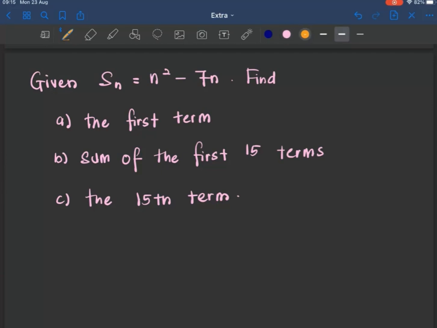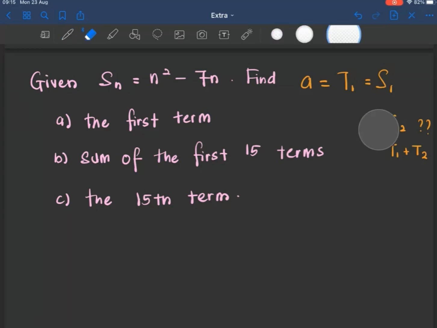First term ialah A. First term juga ialah T1. First term juga ialah kamu punya? S1. S1 kita, okay? Sum of the first term, maksudnya satu term yang pertama tu je. So A is equals to T1 is equals to S1. Adakah T2 kamu sama dengan S2? Tidak, okay? S2 sama dengan apa? T1 plus T2, okay? So beza dekat situ. So for the first term sahaja yang dia works, S1 is equals to T1 is equals to A.